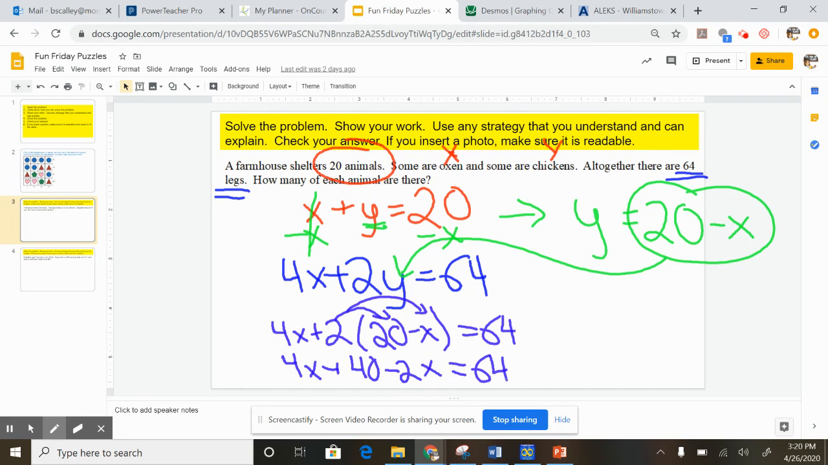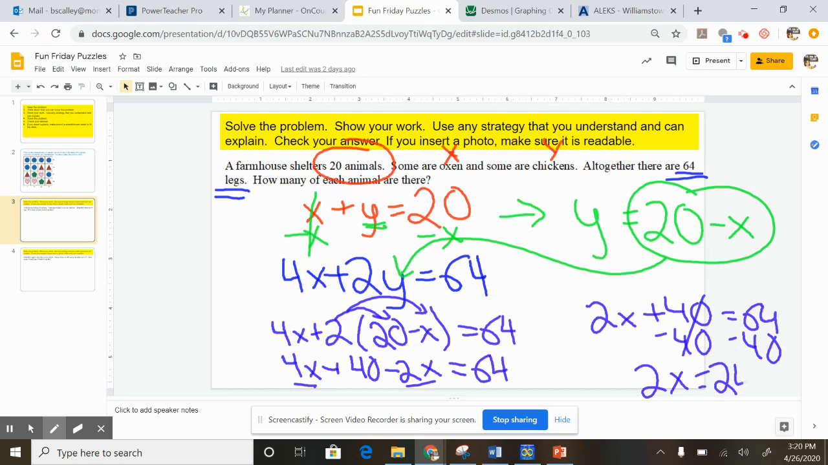I'm going to have to go off to the side, but I can combine some like terms, like a 4x and a negative 2x is just 2x plus 40 equals 64. Subtract 40 on both sides. I get that 2x equals 24. And when I divide both sides by 2, I'd figure out that x is 12.